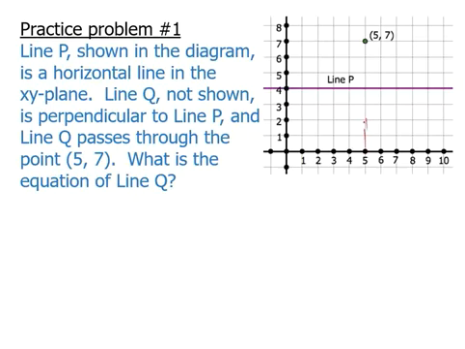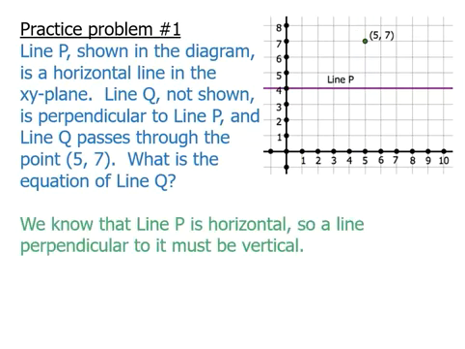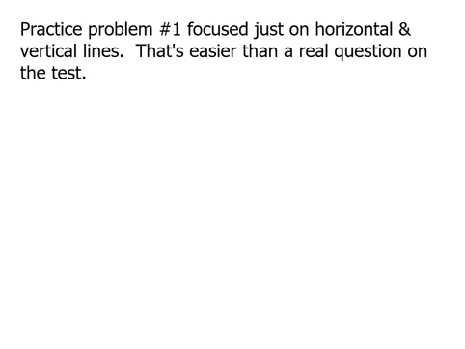So line Q is on this line here, and we know it's a vertical line. All vertical lines have the same x-coordinate, so it is of the form x equals k. Well, what's the x-coordinate? If it goes through 5, 7, it must have an x-coordinate of 5. X equals 5. So this is actually a relatively straightforward problem. This is actually a little bit easier than something that the test would ask, because that just focused on horizontal and vertical lines and nothing else.